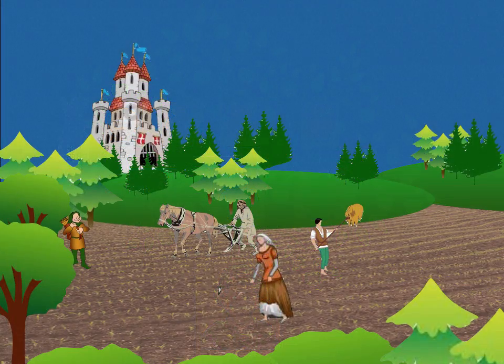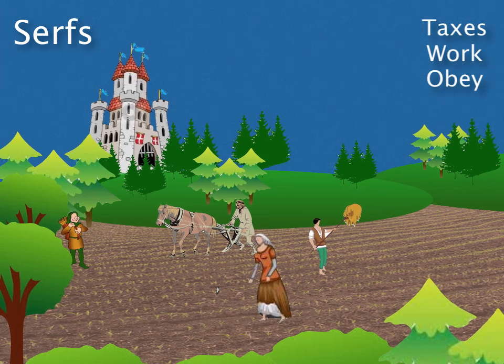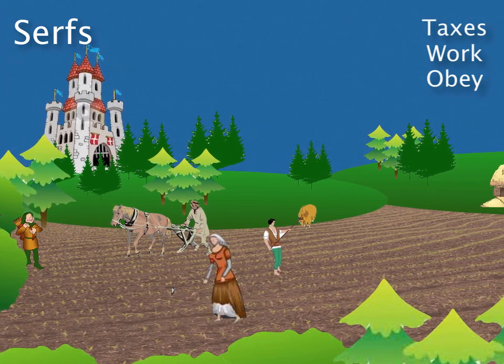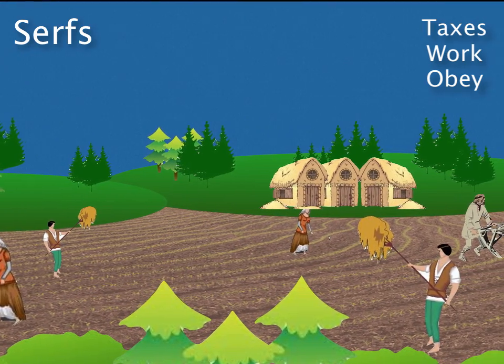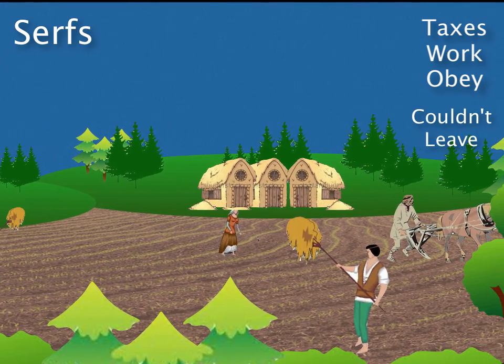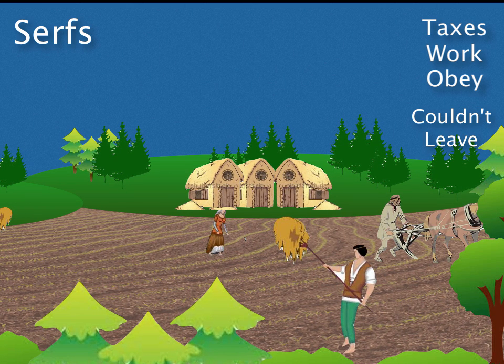The poorest people on the manor, and 90% of the population, were peasants or serfs. In exchange for the use of a small plot of land, serfs had to pay the lord taxes, work on the lord's fields, and follow the lord's laws. They didn't have a lot of rights and were not allowed to leave the manor. They also produced all the food and supplies on the manor.